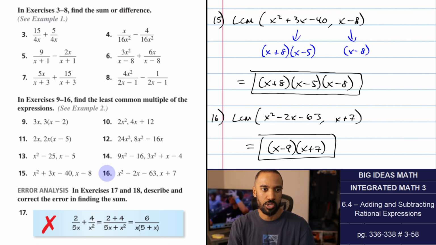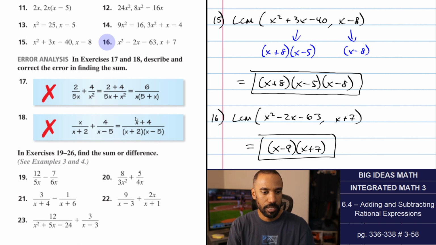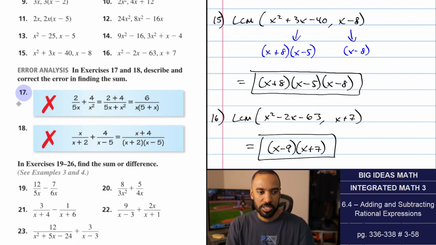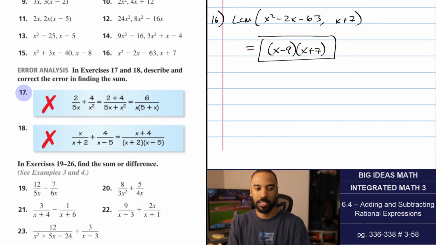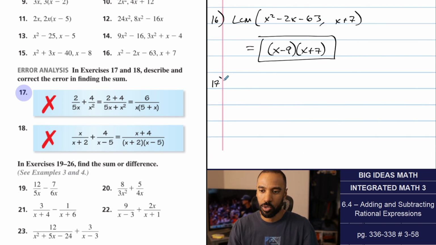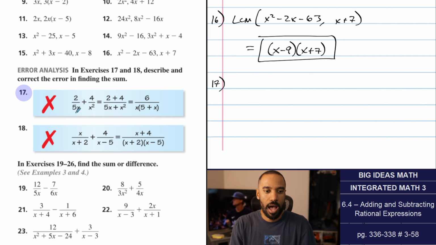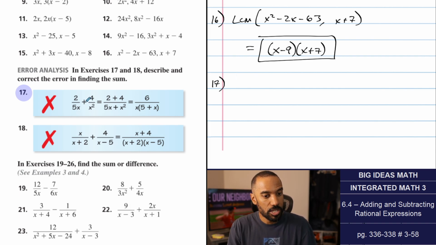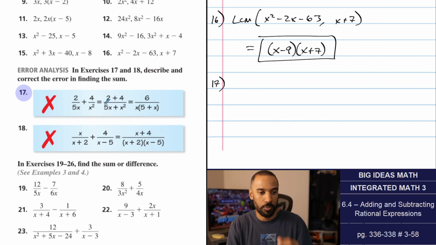Looks like we've got to first at least do some error analysis, and then we'll probably jump into those problems. Yes, we will. In exercises 17 and 18, describe and correct the error in finding the sum. So we are going to have to correct it afterward. It looks like we're doing common denominator things before doing common denominator questions. They're showing us an error, and we've got to take care of it.